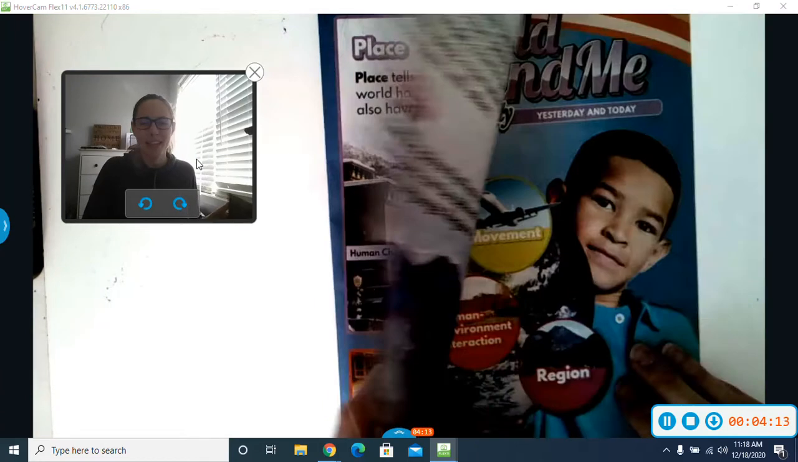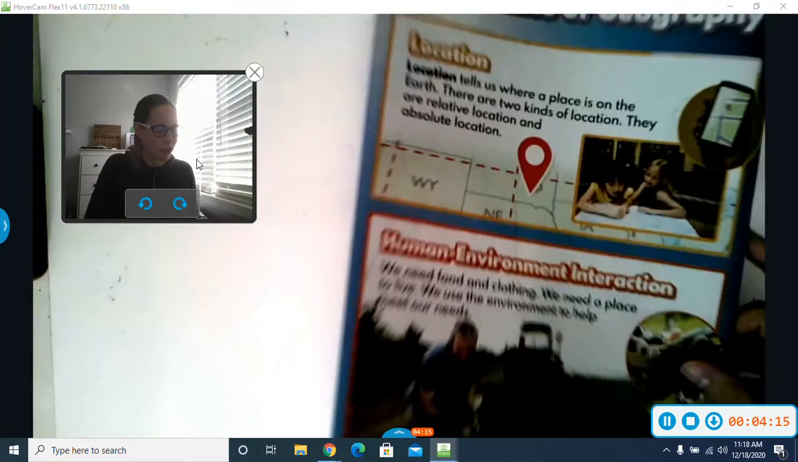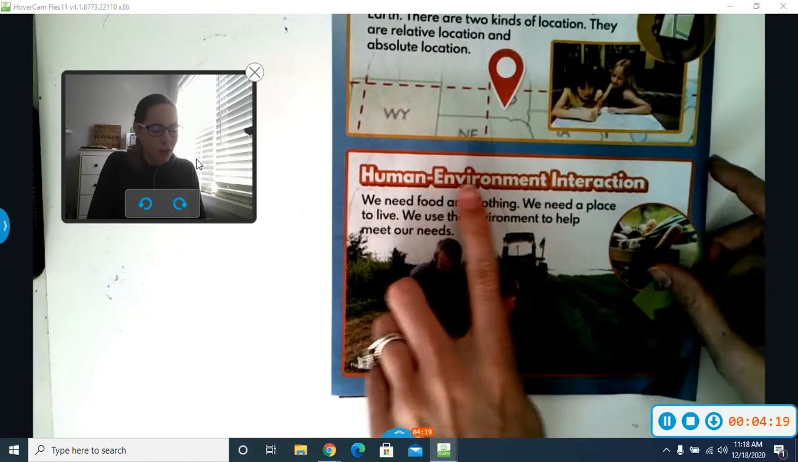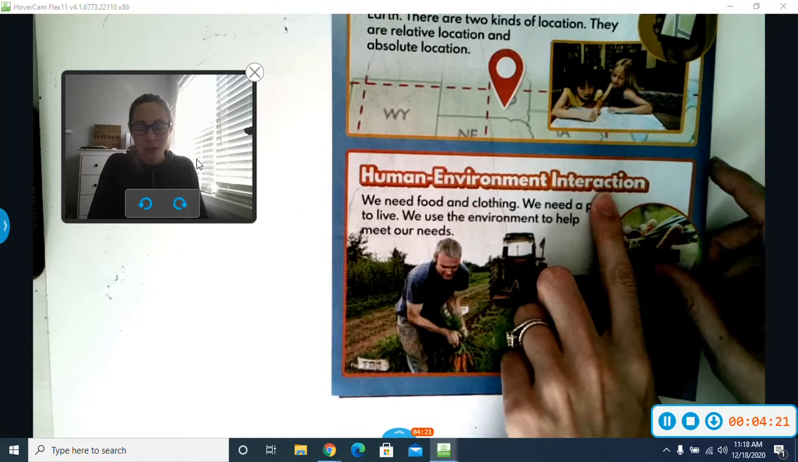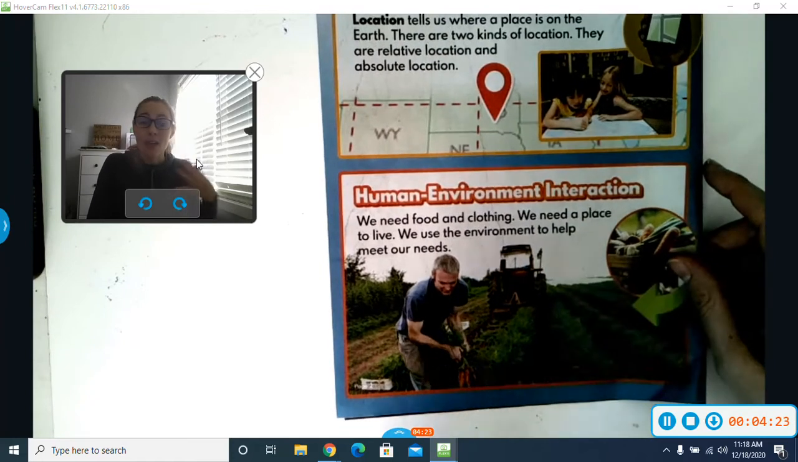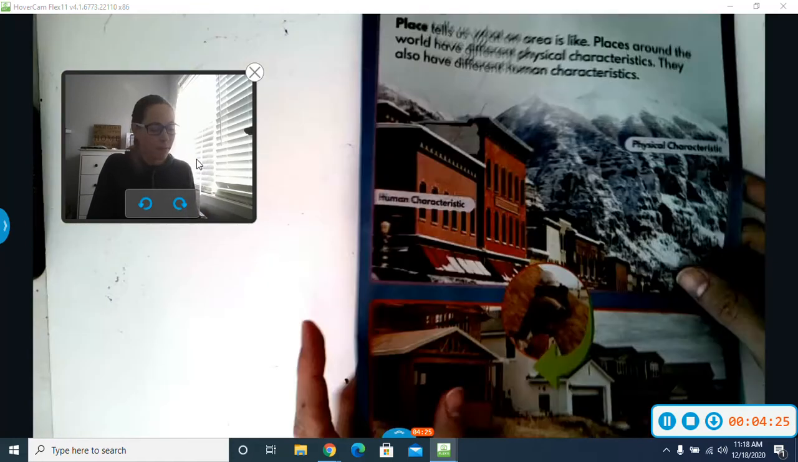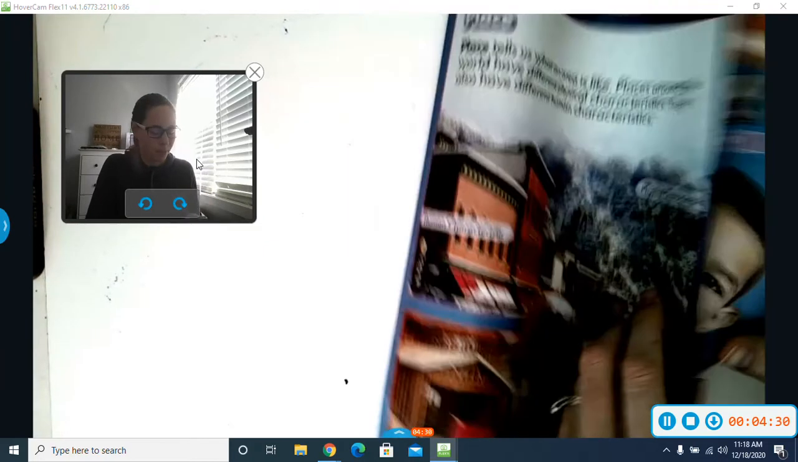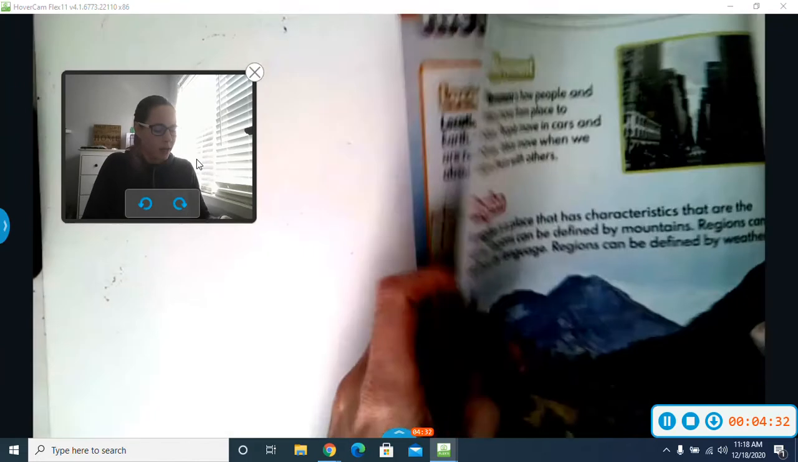Now we have our last 2 themes. Okay, we talked about location, where a place is. We talked about human-environment interaction, which is how we use the environment to get things we need. And we talked about place, talking about what an area is like. The last 2 are here on the back.